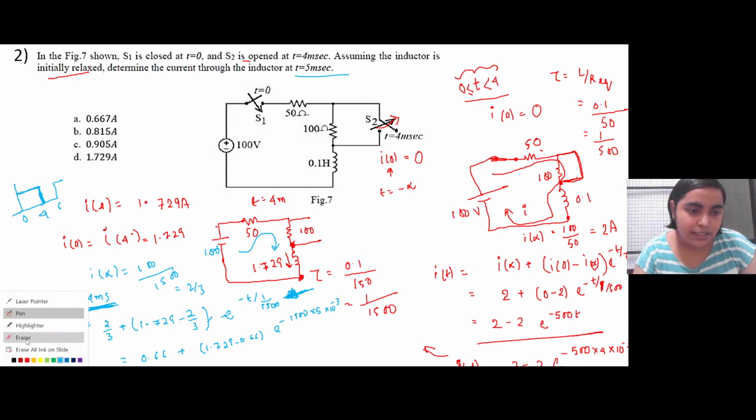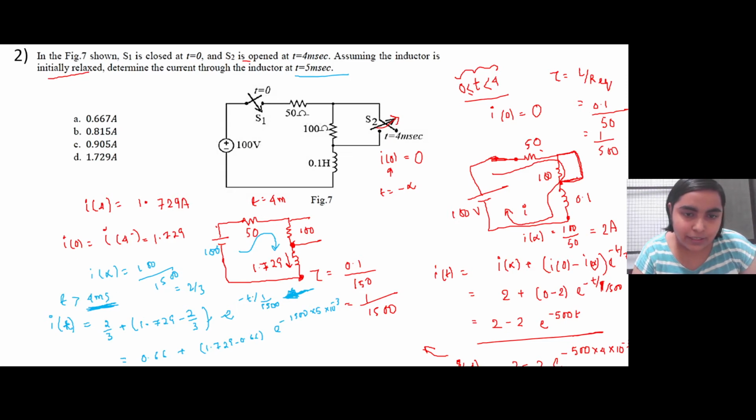So just see, I will write here. Now when we have assumed that we are considering from t equal to 4 millisecond, this should be incorporated in the time, that is, in the transient response also, right? So this particular equation will be t minus 4, 4 millisecond. It should be like this, right? Instead of t it will be t minus 4.